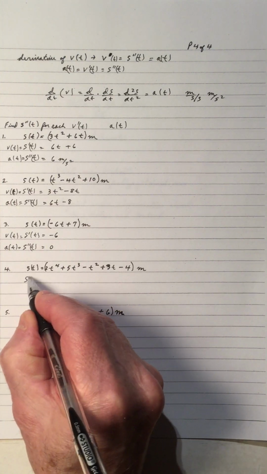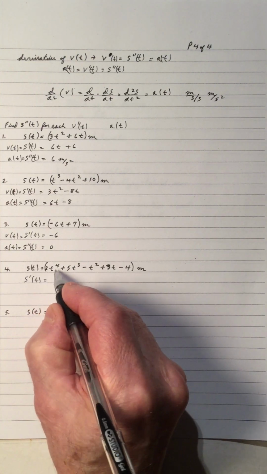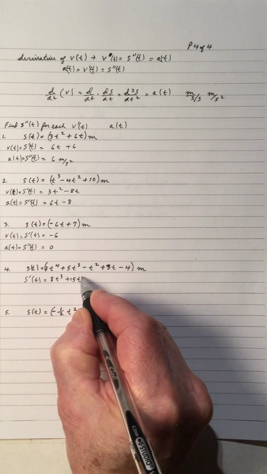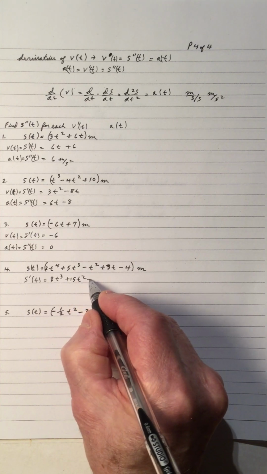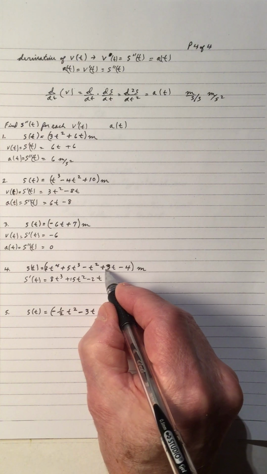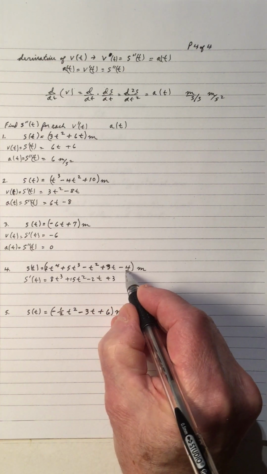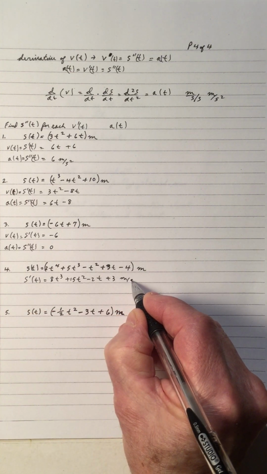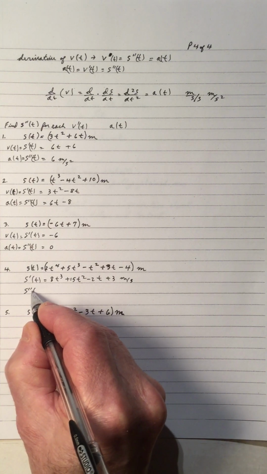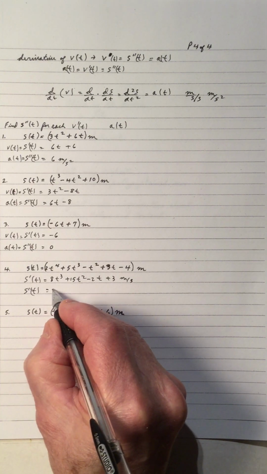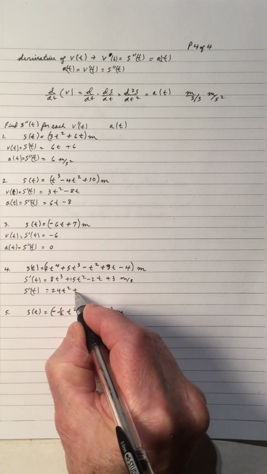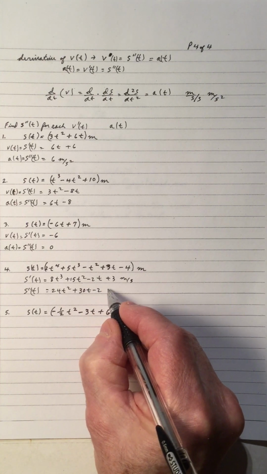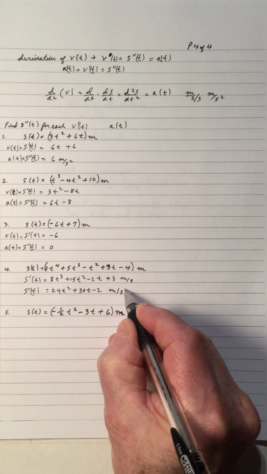Number 4, the position function. 2 times 4 is 8t cubed. 3 times 5 is 15t squared. Negative 1 times 2 is negative 2t. Derivative of 3t is 3. Derivative of a constant is 0. That's meters per second. And the double derivative is 8 times 3 is 24t squared, 15 times 2 is 30t, negative 2t is negative 2. Derivative of a constant is 0. So this is meters per second squared.